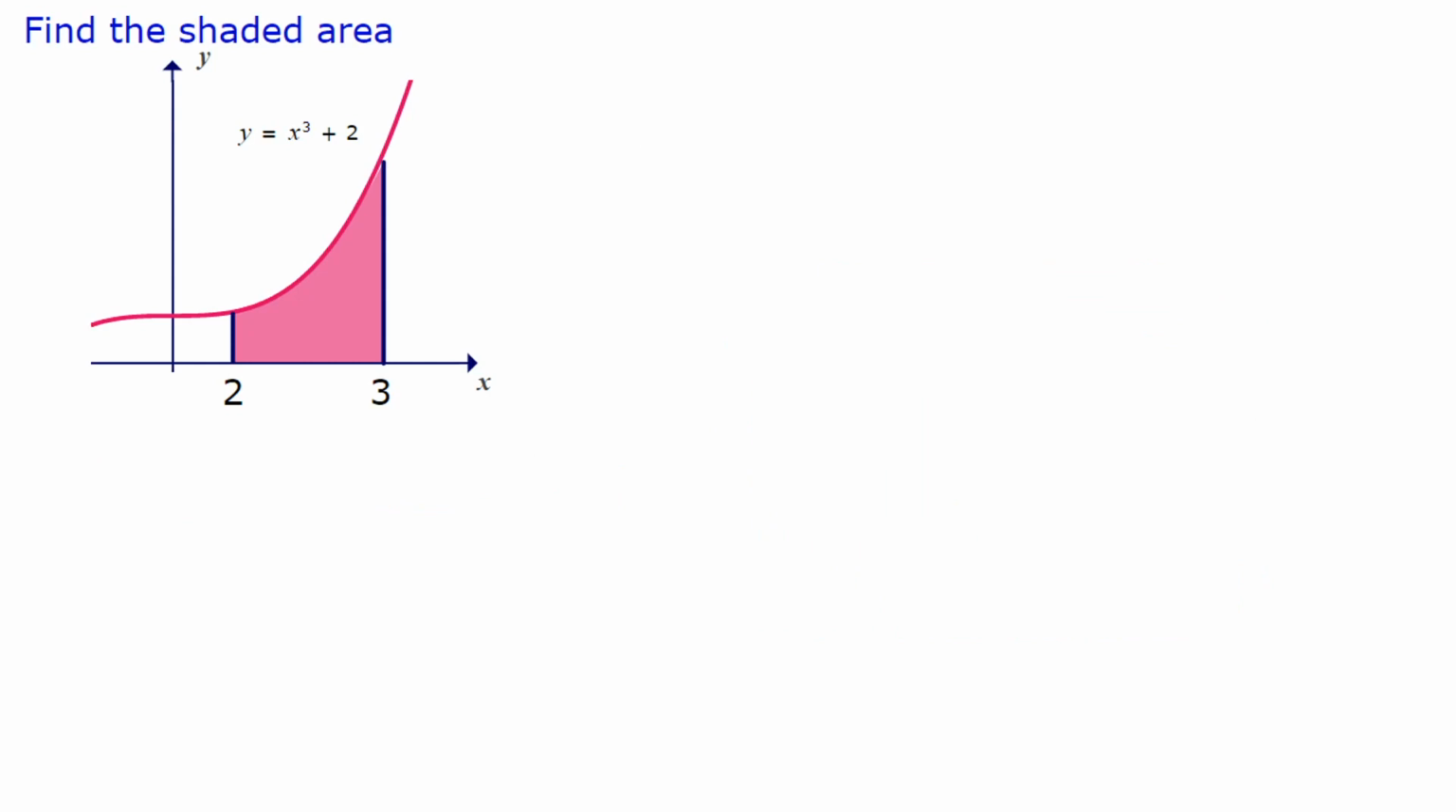Anyways, let's try something a bit more challenging like this one. Find the shaded area between 2 and 3. Well, the way we can write this is as follows. The area is going to be the integral between 3 and 2 of x cubed plus 2 dx, which is the same as the integral of x cubed, as we know from the last one, a quarter x to the 4. And 2 will just integrate to become 2x.